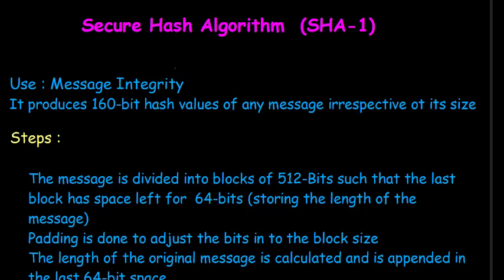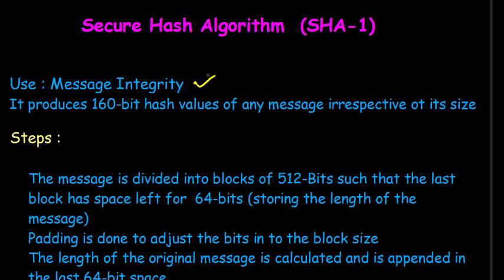Today we'll be doing SHA1, that is secure hash algorithm. So this is version 1. We also add more versions, so we'll see this SHA1. Now the basic use of this SHA is of course message integrity, as we have seen in MD5. So the main purpose of MD5 was also message integrity. The same is the aim of SHA.